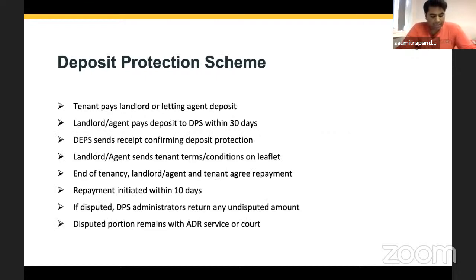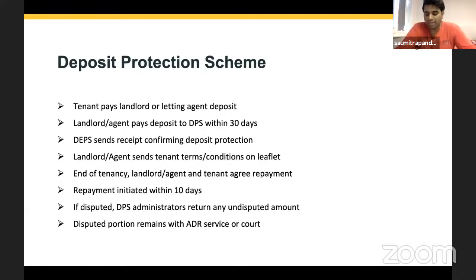The tenant pays the landlord or letting agent their deposit. The landlord or agent pays the deposit into the DPS within 30 days of receiving it. Following receipt, the DPS will send a receipt confirming the deposit protection. The landlord or agent gives the tenant the prescribed information: the scheme leaflet, and the terms and conditions of the scheme.